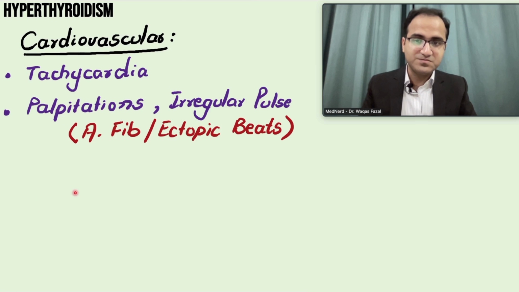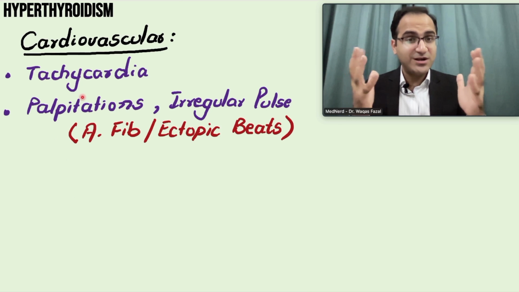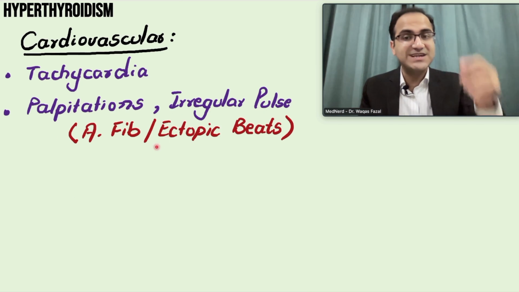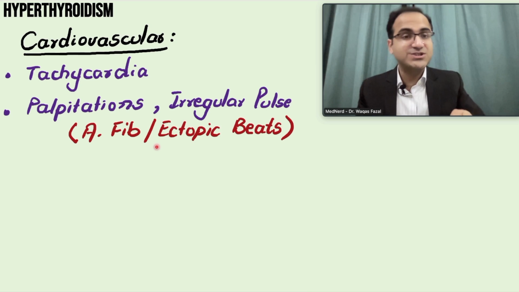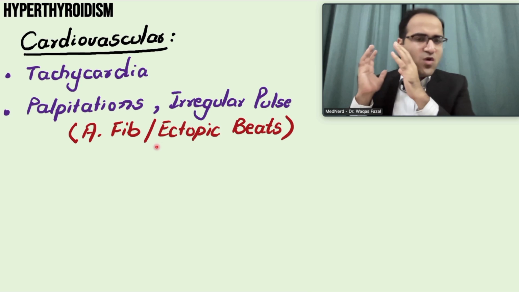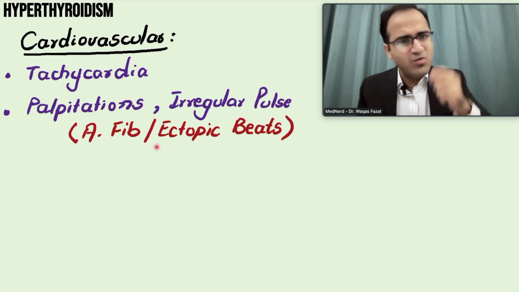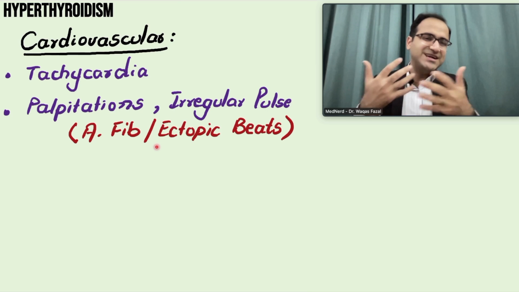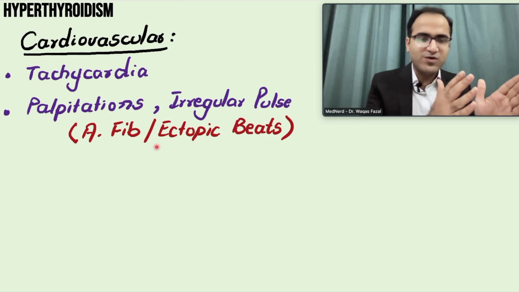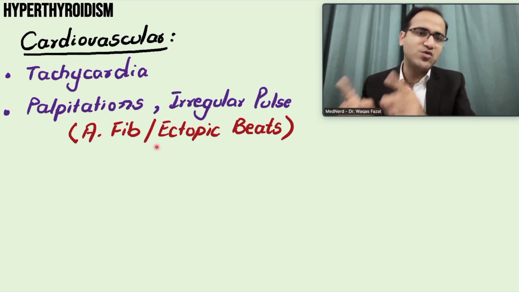In the cardiovascular system, the heart would be overworked. When the heart is overworked, these patients will experience tachycardia, palpitations, irregular pulse, and remember, atrial fibrillation, a huge association of atrial fibrillation with hyperthyroidism. Hyperthyroidism will make the heart work more and more, and then the atria will go into atrial fibrillation. So in patients with atrial fibrillation, always look for hyperthyroidism, and in patients with hyperthyroidism, do an ECG and look for atrial fibrillation.